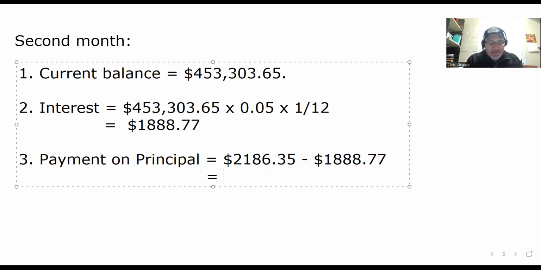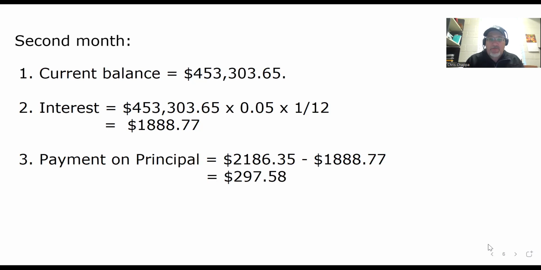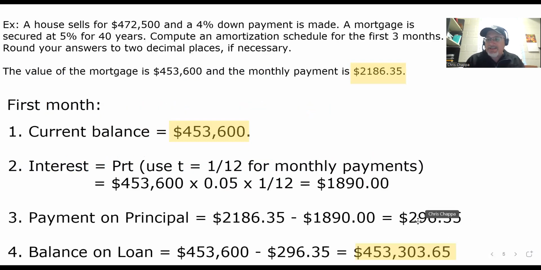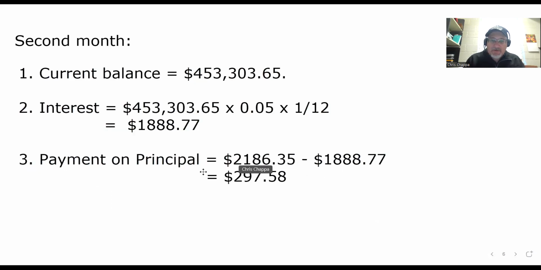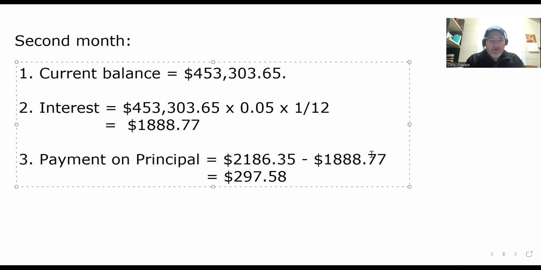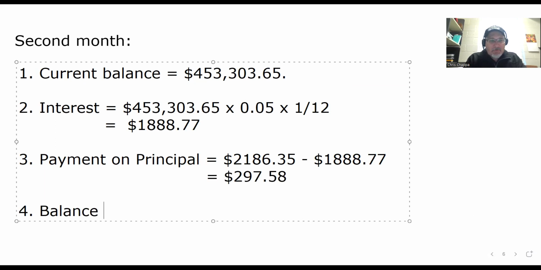$2,186.35 minus $1,888.77 is $297.58. Still a very small part of my payment, but if you compare it to the payment on principal in the first month, $296.35, okay, it's a little bit higher. So what's my new balance on my loan? Well, it's what I used to owe minus the payment on principal. And what I used to owe at the beginning of this pay period is not the mortgage amount, but that new one after the first payment.